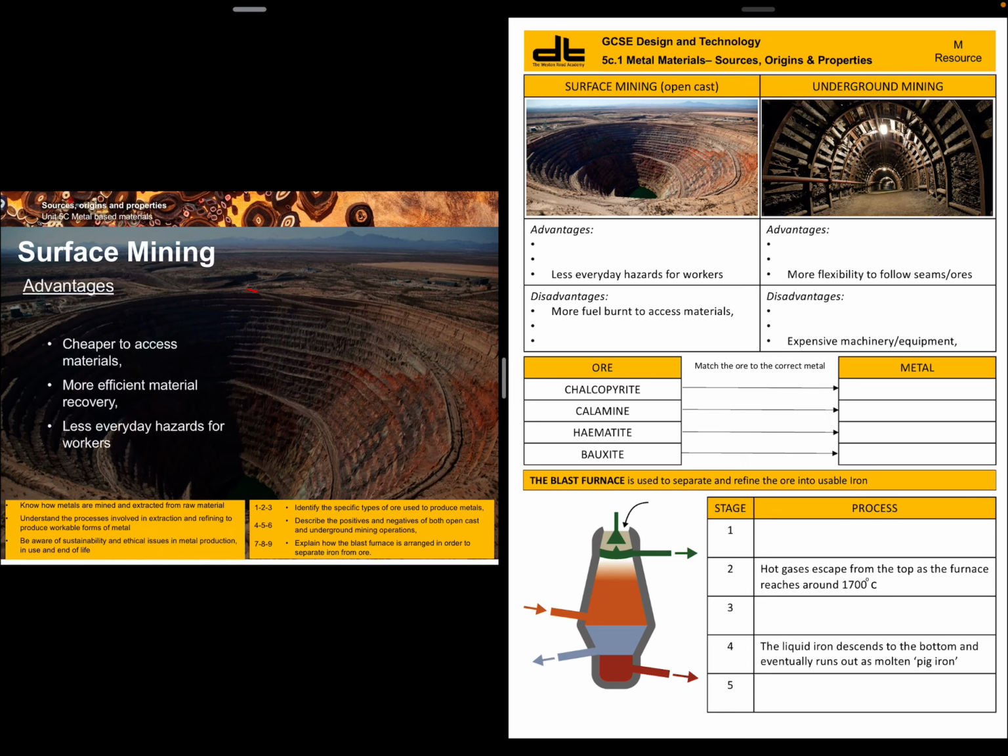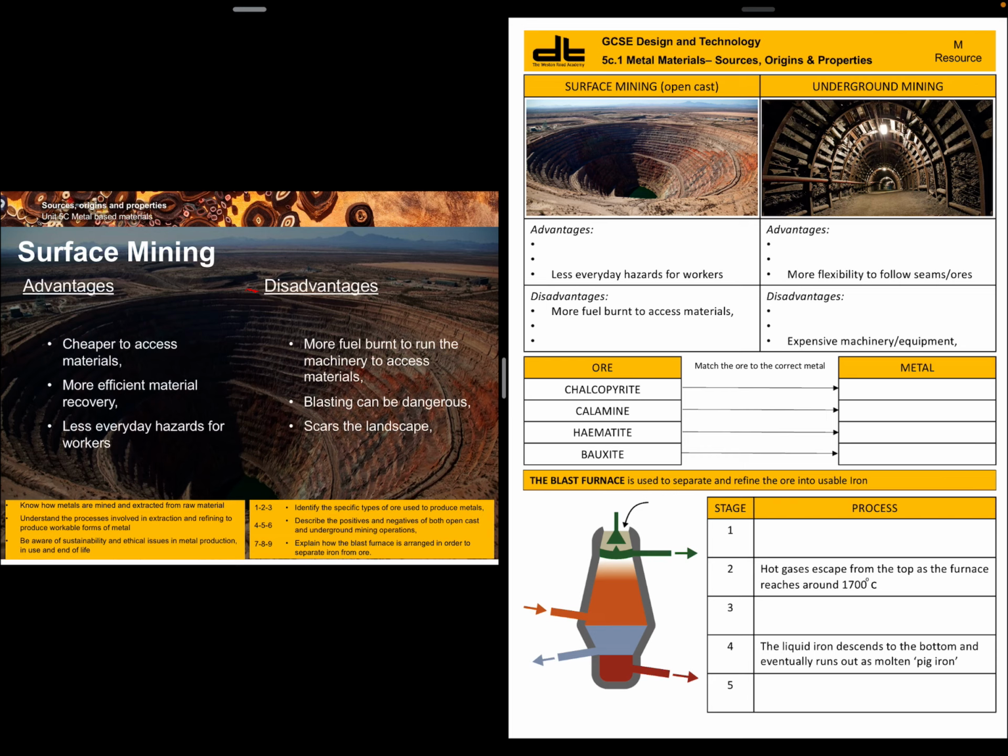The advantages of this type of mining: it's cheaper to access the materials. Effectively, you're just digging a big hole. It's a more efficient material recovery process, so you're basically digging everything out, which means you're not leaving any behind. You've got fewer everyday hazards for the workers, so effectively they know not to fall down a big hole, but that's about it. They don't need to worry too much about any other hazards, as long as you've got this hole and it's safe with your working, then everything's fairly secure.